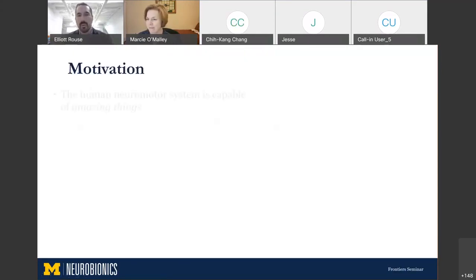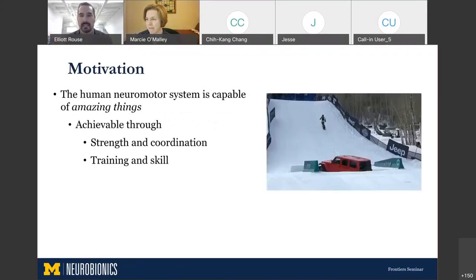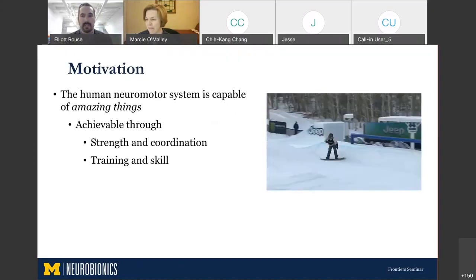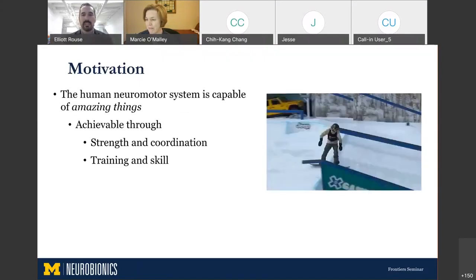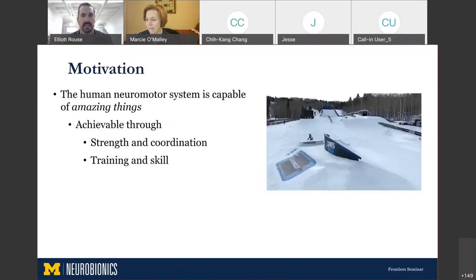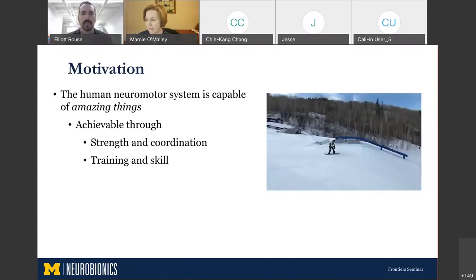So the human neuromotor system is capable of amazing things. And we do this through strength and coordination and training and skill. And in a video I like to highlight that shows these capabilities, here's a professional snowboarder interacting with the environment on their snowboard. You can really tell that this person is an expert at controlling their limbs, and particularly the mechanical interface between their legs and the snowboard and the ground.